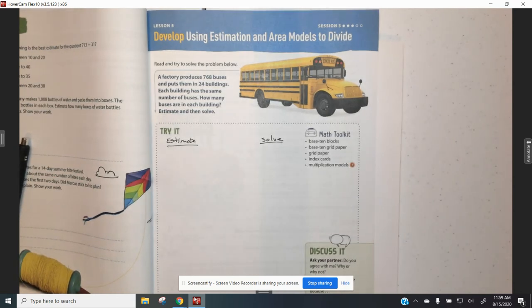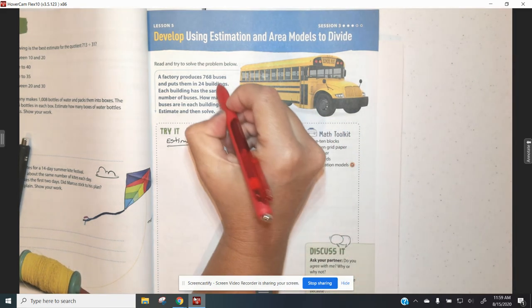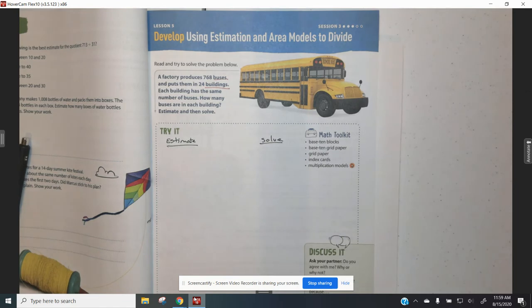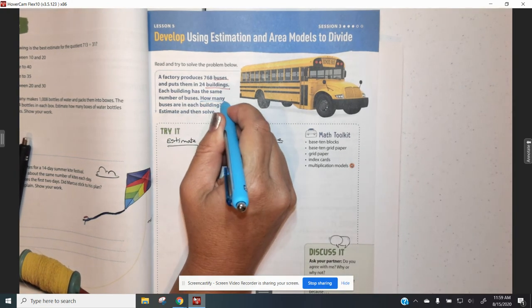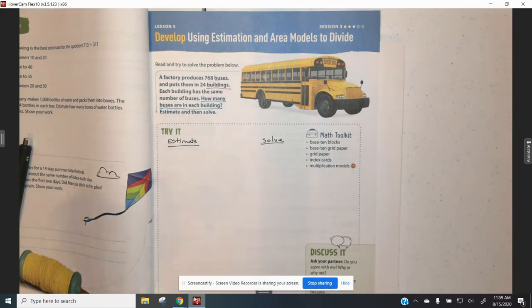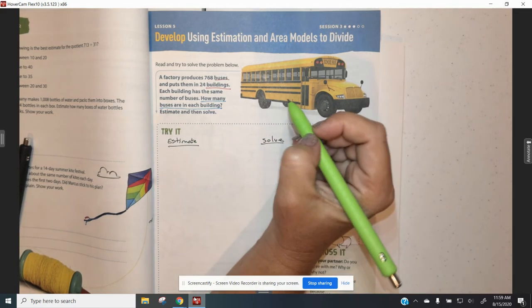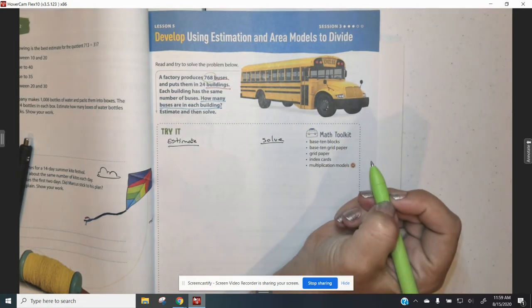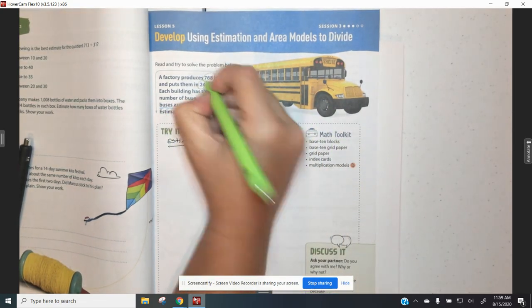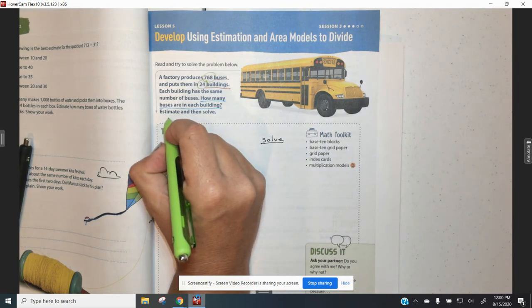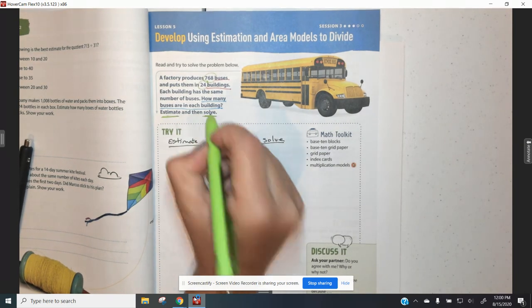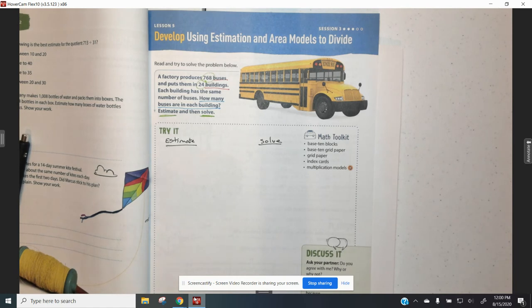First of all, what is this problem about? This problem is about buses being put into buildings. And we don't know how many of those buses need to go in each building. So what are we trying to solve? How many buses are in each building? And then our important information, we know that there are 768 buses. There are 24 buildings. We also know that they want us to estimate and then solve it for real. So now we have all the information that we need to go ahead and do our work.